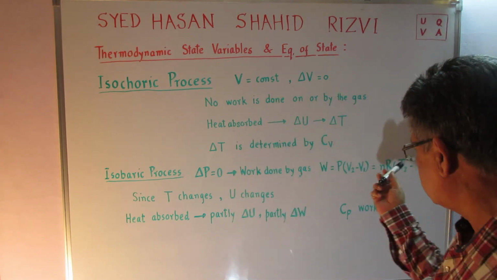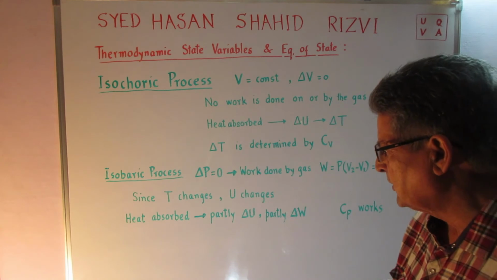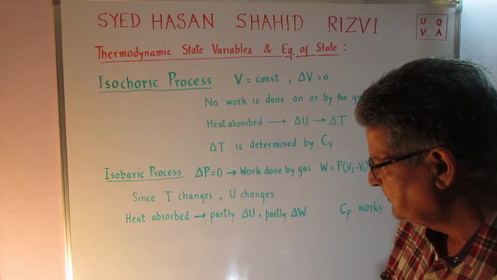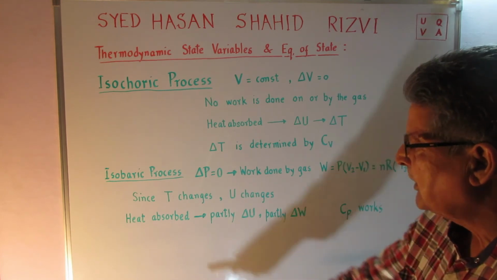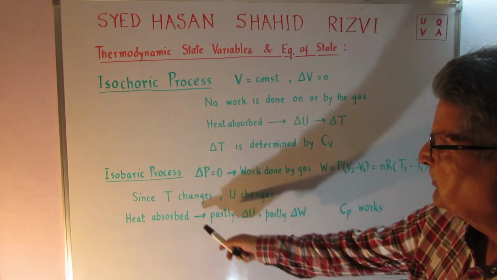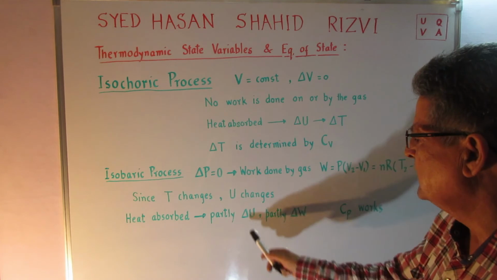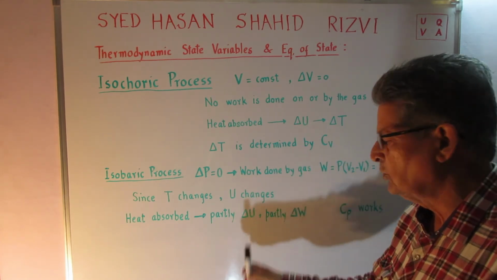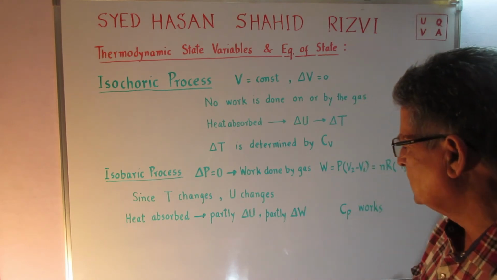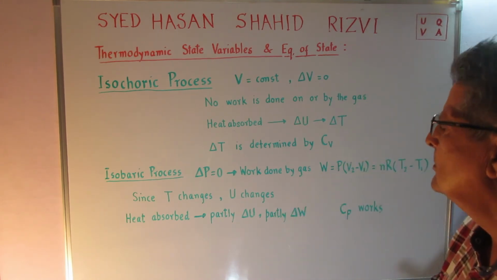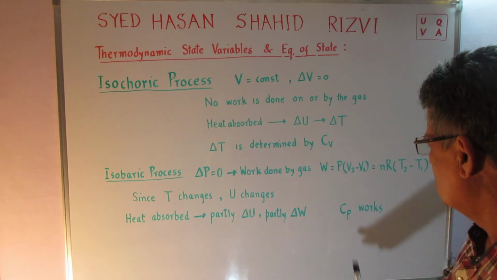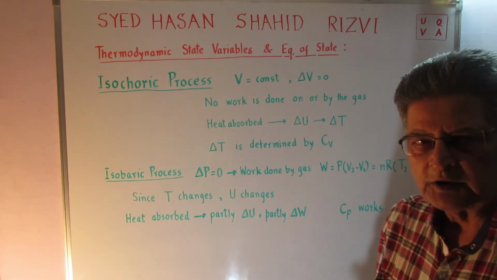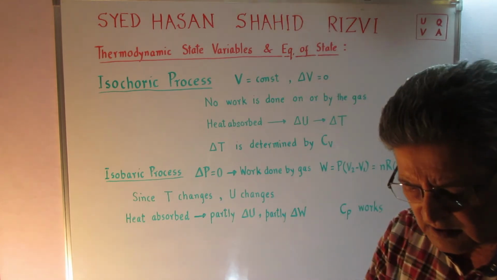Now, since T changes in this isobaric process, the internal energy of the system also changes. So what happens to the heat absorbed? It is partly spent in increasing the internal energy of the system, contributing to the change in the internal energy, and partly goes to work. So here in this case, what matters is the specific heat at constant pressure.